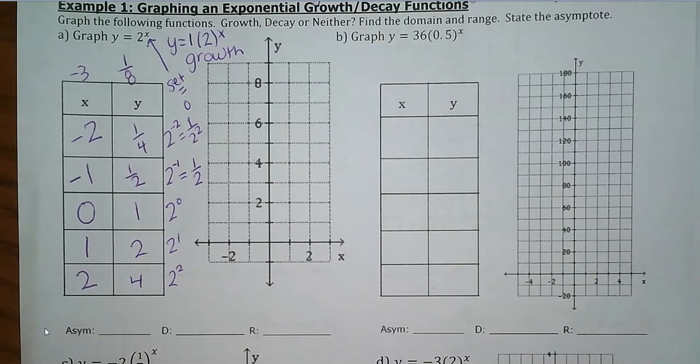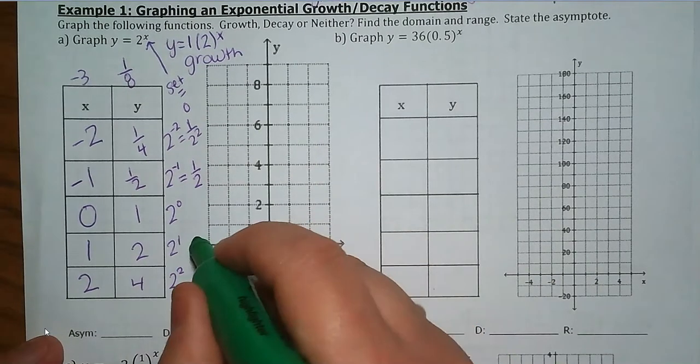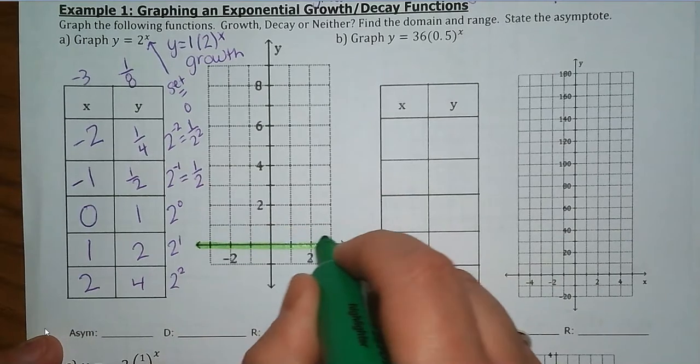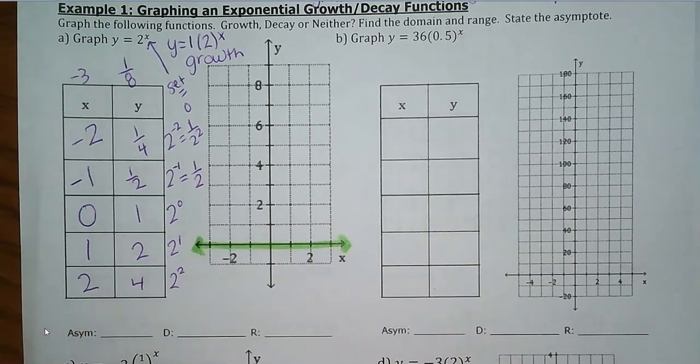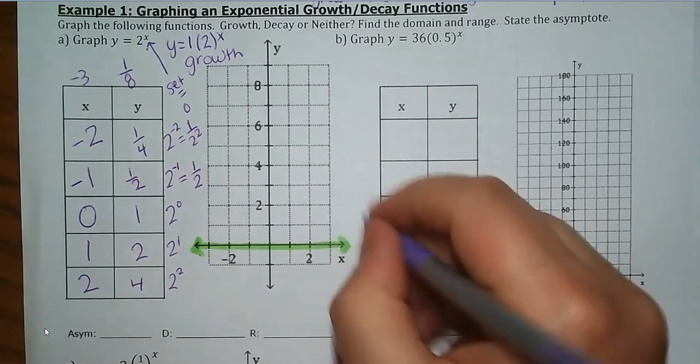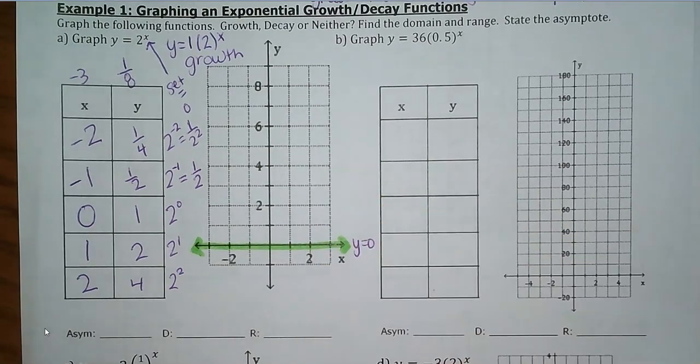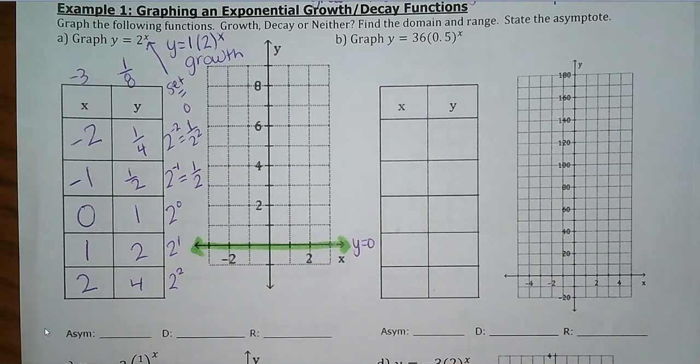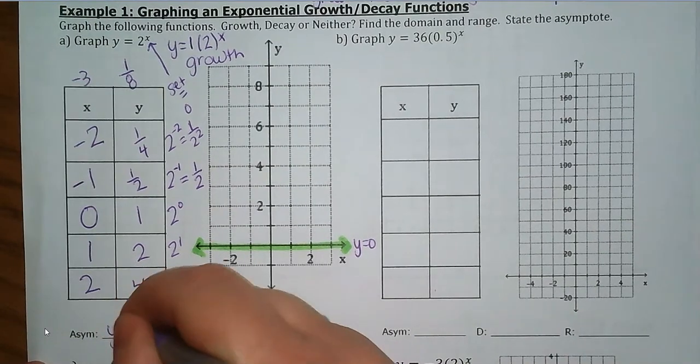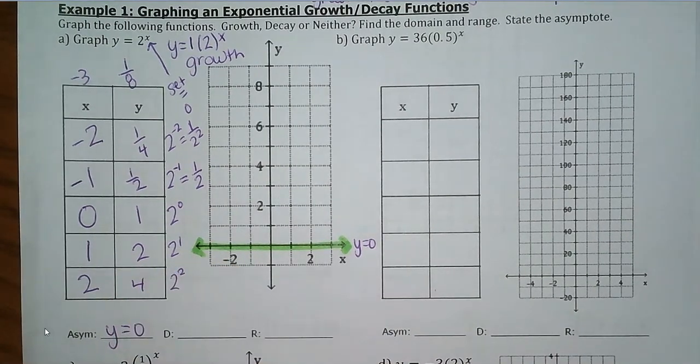And so the graph is going to get really close to the asymptote, which for this question is just going to be the x-axis, which has the equation y equals 0. It's a nice horizontal line. So my asymptote here is going to be y equals 0. We're going to get really close to this, but never touch it.